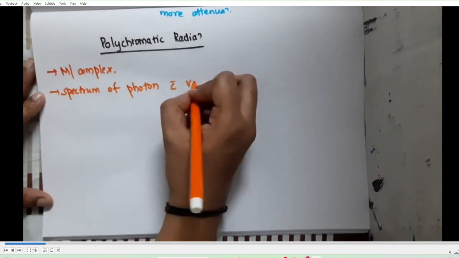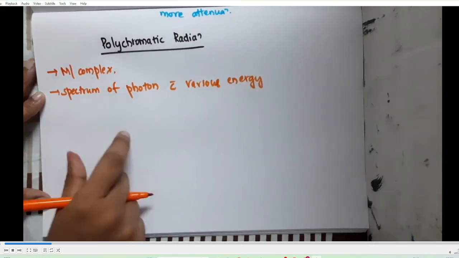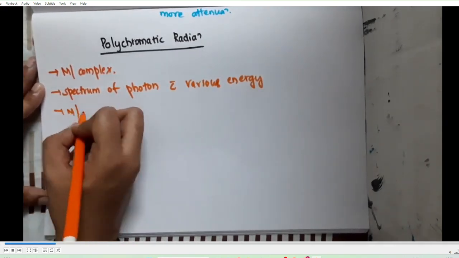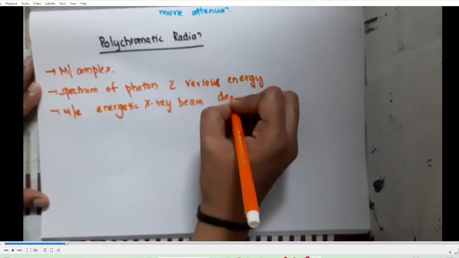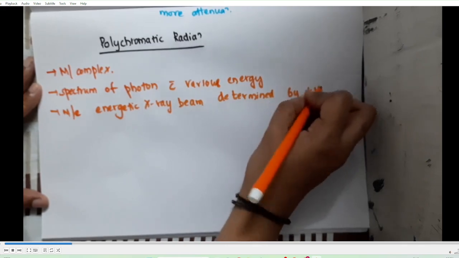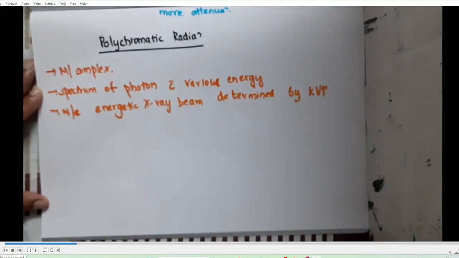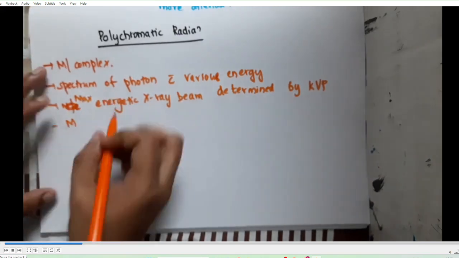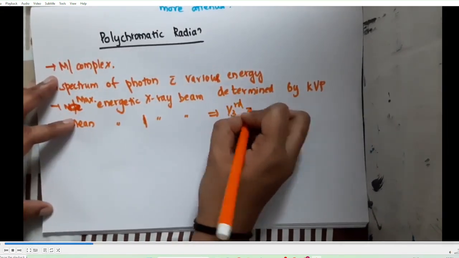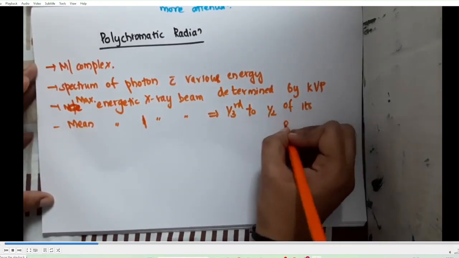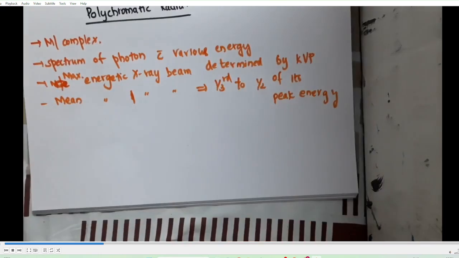A polychromatic radiation beam contains a whole spectrum of photons with various energies, the most energetic of which are determined by the kilovoltage peak or peak kilovoltage used to generate the beam. In general, the beam energy of the polychromatic radiation is between one third to half of its peak energy.